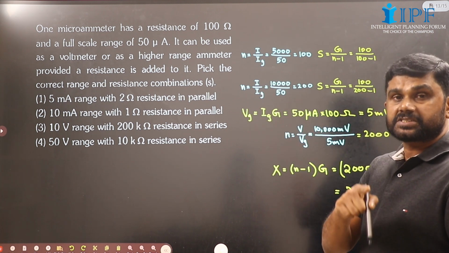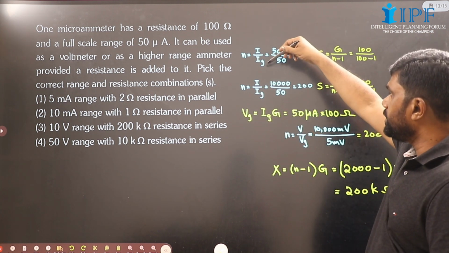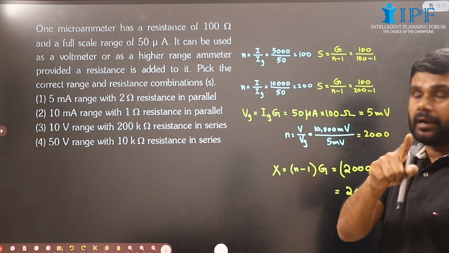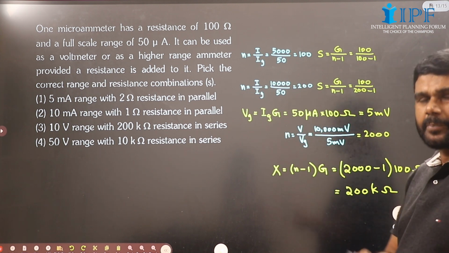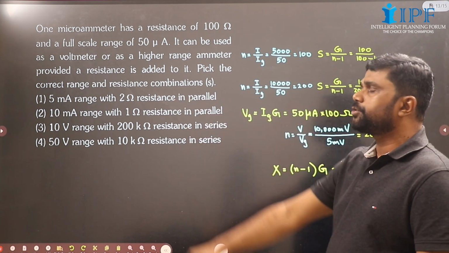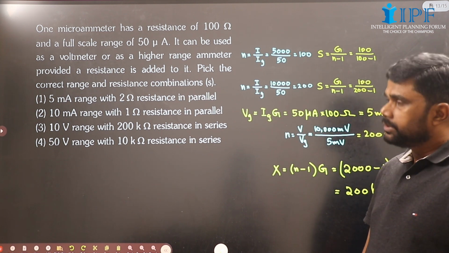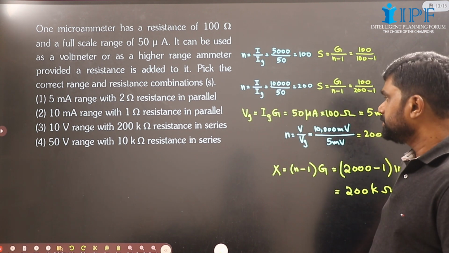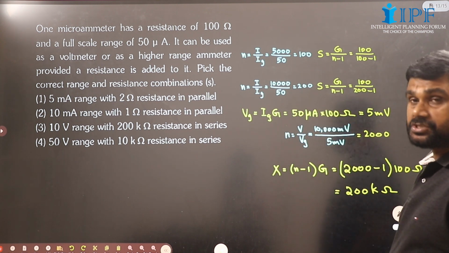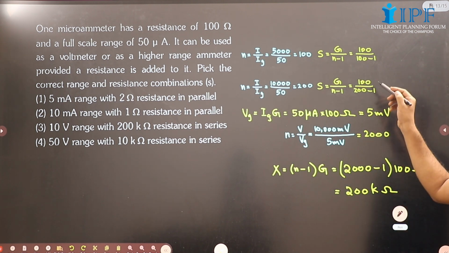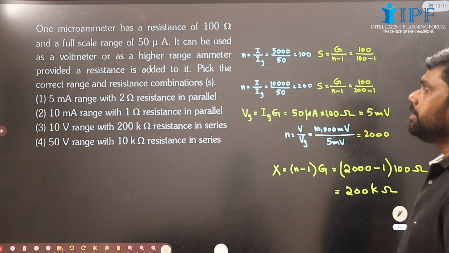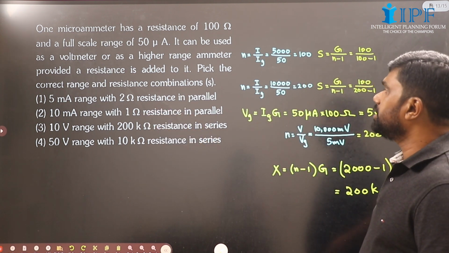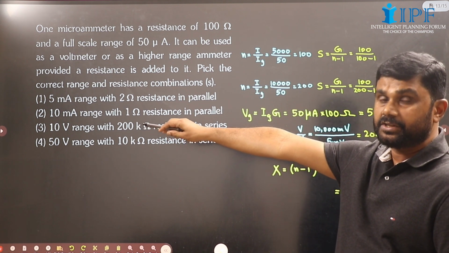So the factor by which its current capacity is to be increased, N equal to I by Ig, 5000 by 50, that is 100. So the resistance to be connected in parallel is 100 divided by 100 minus 1, approximately 1 ohm, but here it is given as 2 ohm. So that statement is not true. Now 10 milliampere means it's actually 10,000 microampere. So this factor is 200, and the resistance to be connected in parallel will be approximately 100 by 200, that is 0.5, but it's given as 1 ohm. That's also not true.